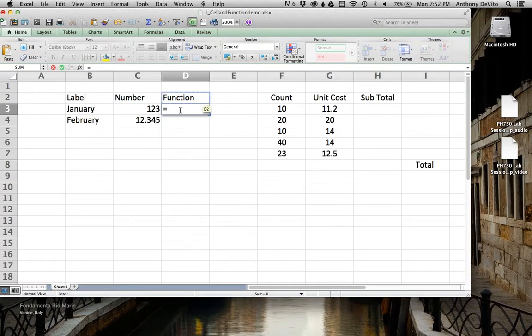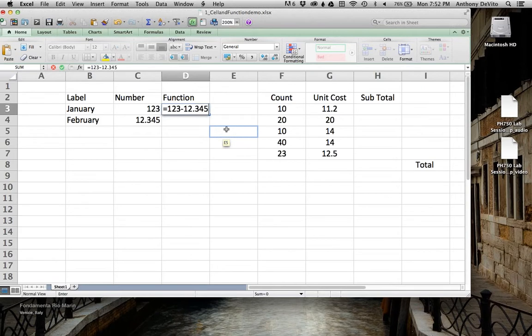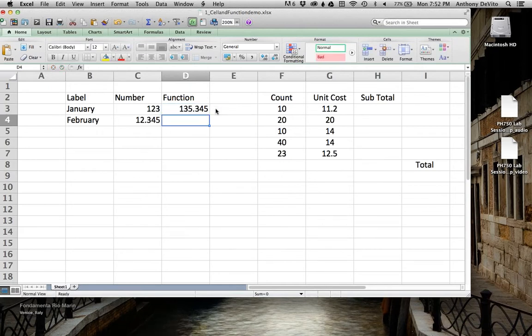So I'm going to say that I want to add up these two numbers, 123 plus 12.345. Notice I typed in 123, I put a minus in there by mistake. I'm going to put a plus in instead. I want to add those two numbers up. I just type that in there, equals, okay, and I get a total.